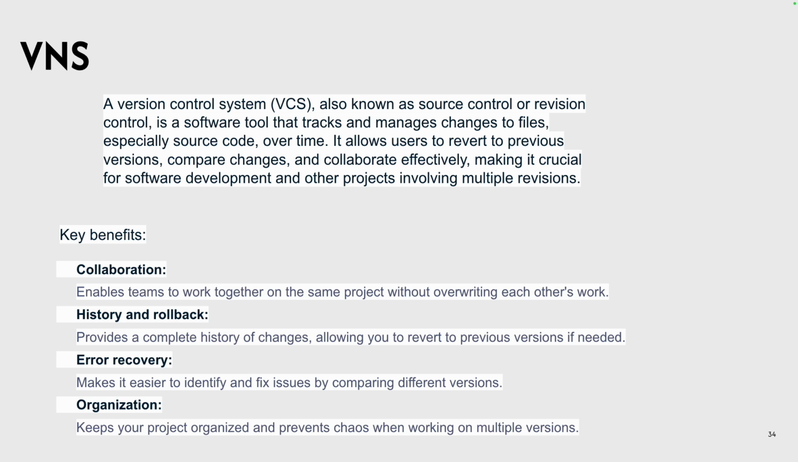And it helps us effectively and efficiently manage our source code. Okay, so what are the key benefits? It enables the team to work together on the same project without overwriting each other's work. History and rollback: it provides a complete history of changes, allowing you to revert to the previous version if needed. Error recovery makes it easier to identify and fix errors by comparing different versions. Organization keeps your project organized and prevents chaos when working on multiple versions.